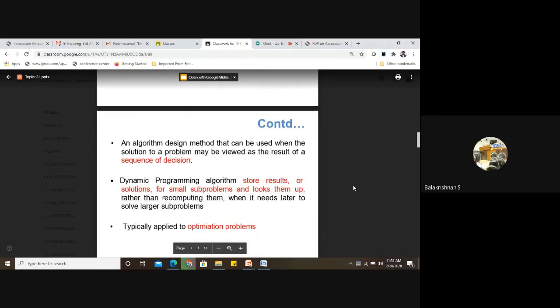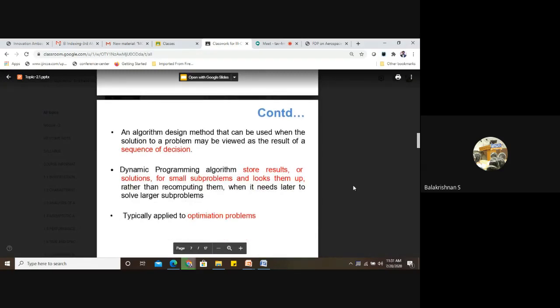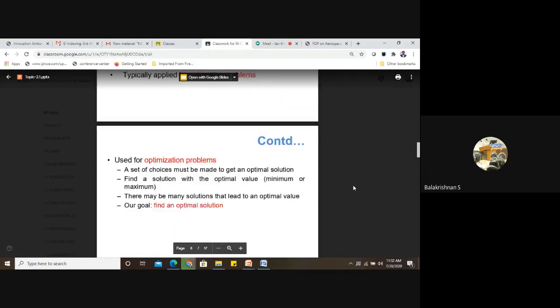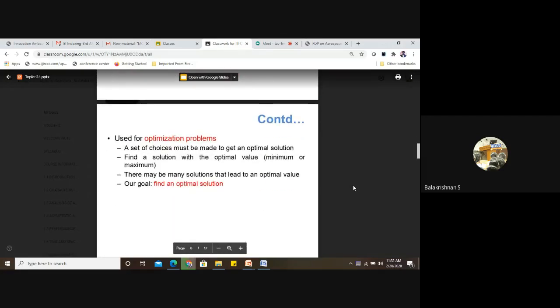Here is the algorithm design method that can be used when the solution to a problem may be viewed as the result of a sequence of decisions. Dynamic programming algorithms store the results or solutions for small subproblems and look them up from the table, rather than recomputing them when they are needed later to solve the larger subproblem. Typically it applies to optimization problems. So it is used for optimization problems.